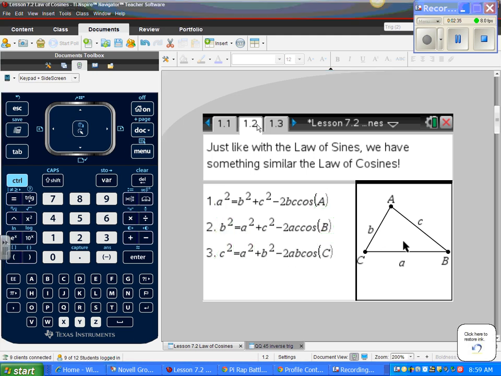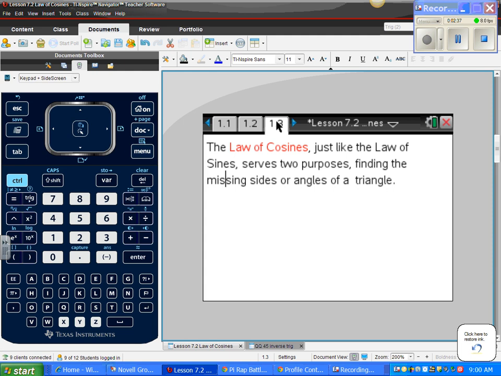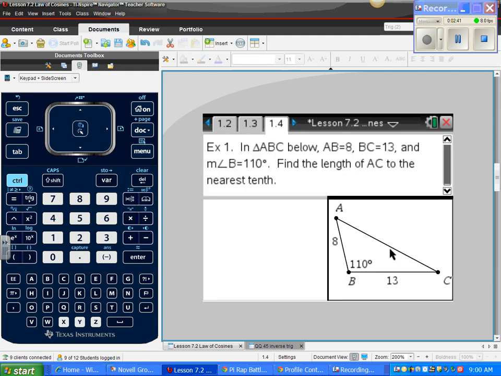Good? Okay, so law of cosines, just like law of sines, serves two purposes, finding missing sides and missing angles. Here's our first one. In triangle ABC below, AB is 8, BC is 13, and the measure of angle B is 110. We want to find the length of AC to the nearest tenth. What's another way that I could name AC, side AC? Lowercase b, good, side B. Okay?